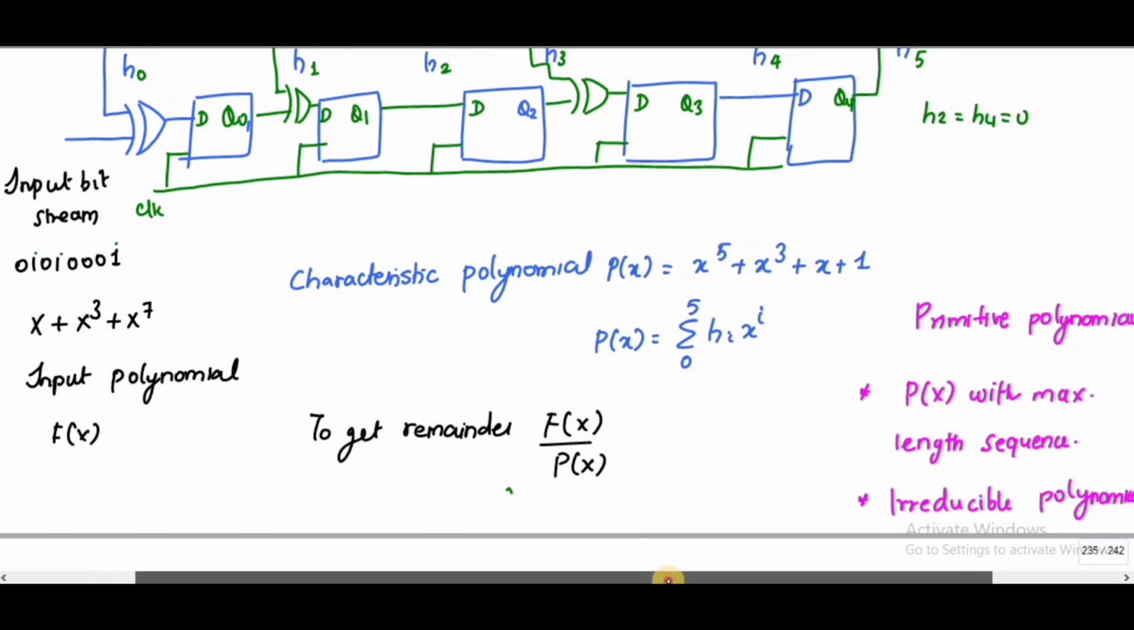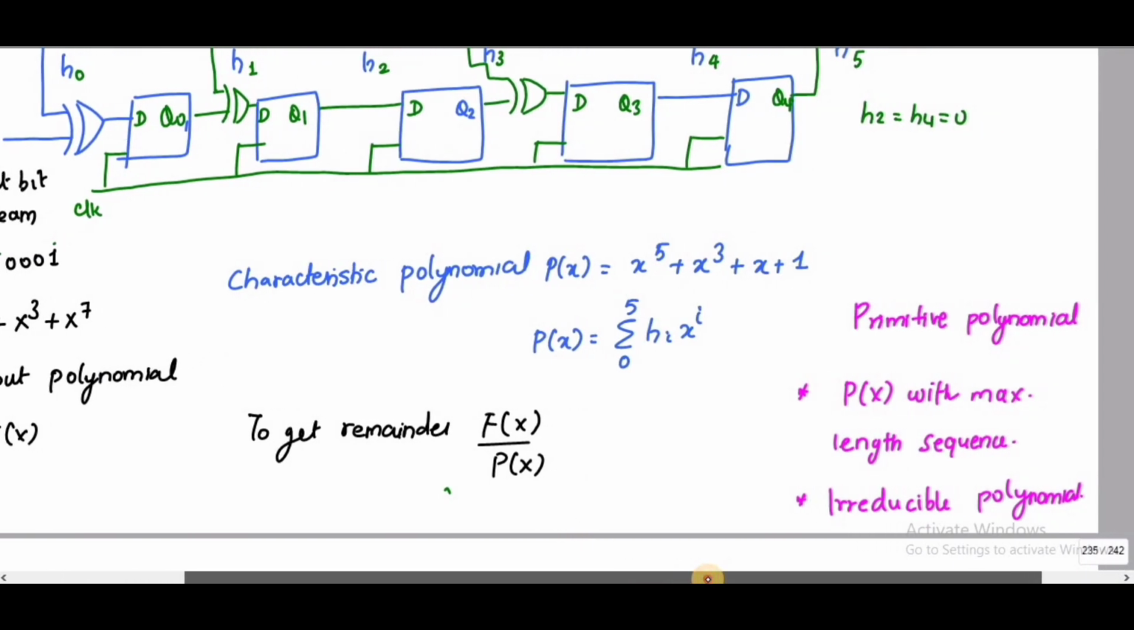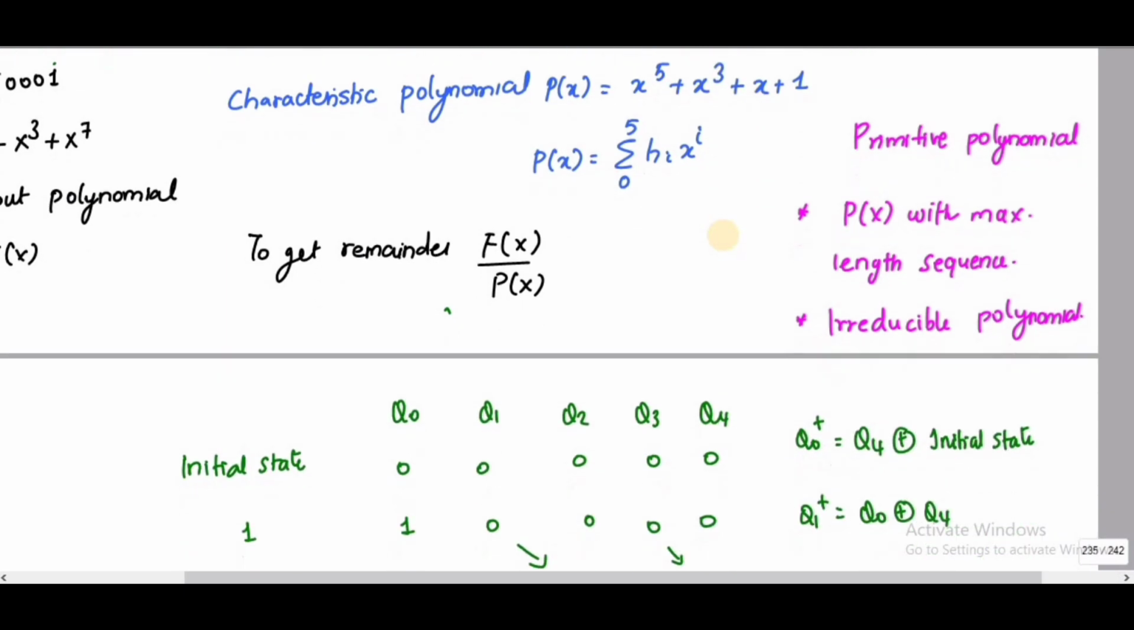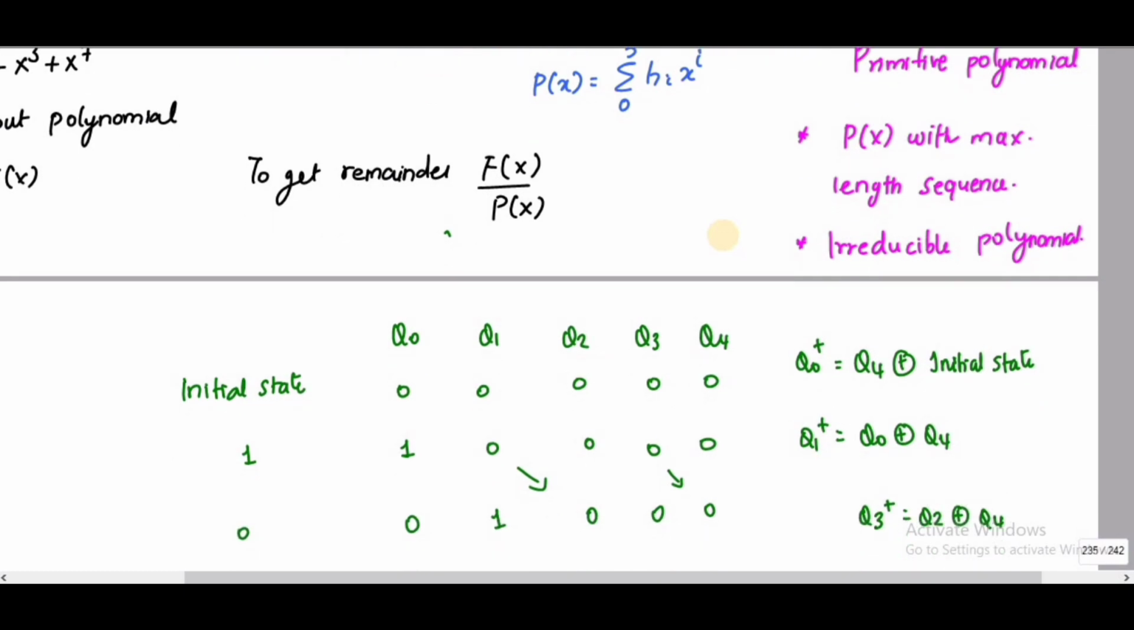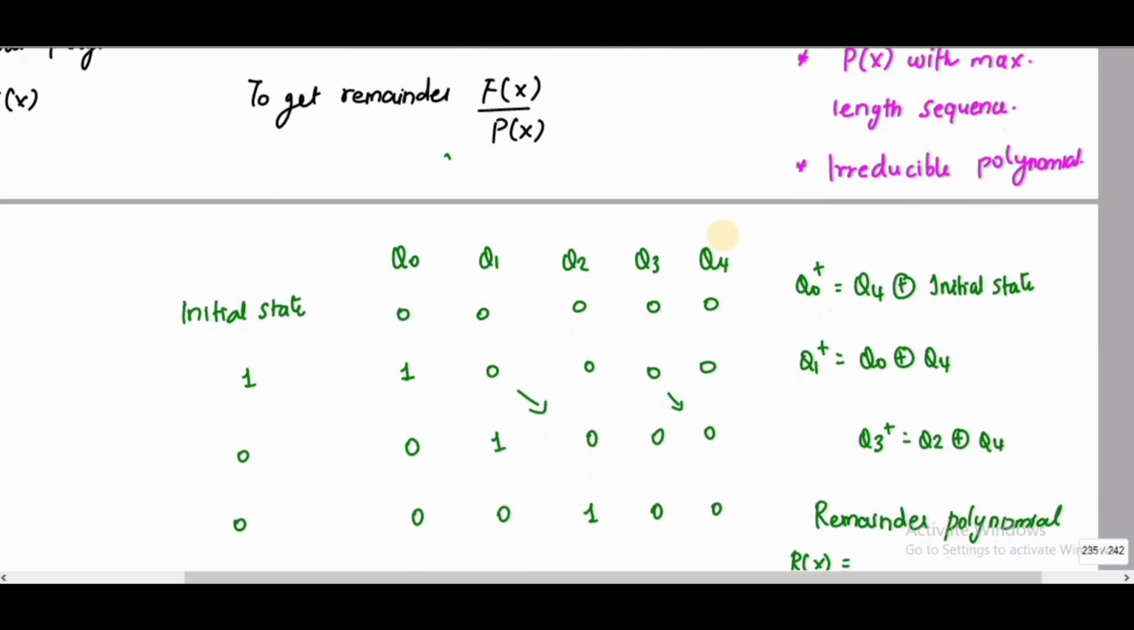Okay. So what is a primitive polynomial? The primitive polynomial is nothing but one that gives the maximum length sequence, that is from 1 to x5. If I am getting that, it is called a primitive polynomial. So it is nothing but an irreducible polynomial. Okay. So I am going to generate a signature for my input stream.